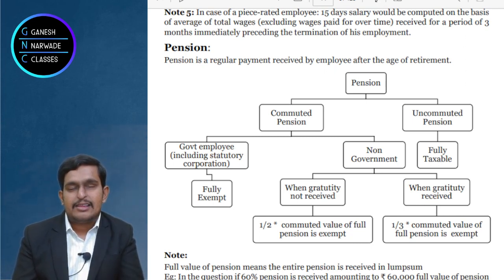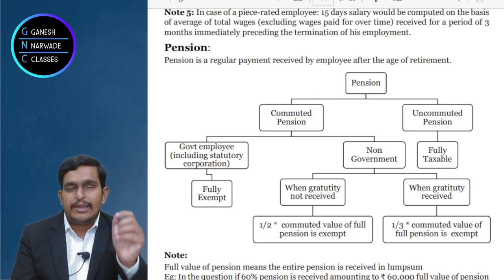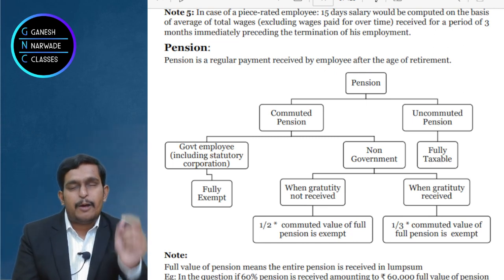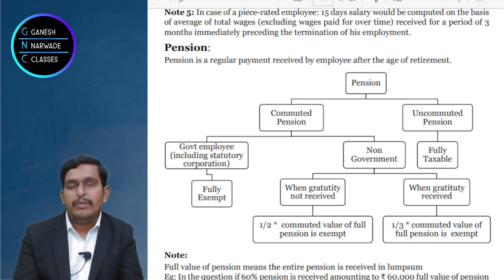That's it. Suppose you are receiving gratuity. If you are receiving gratuity, then only 1/3 of commuted pension. Oh sorry, wrong answer. 1/3 of full value of commuted pension is exempt. Why did I say wrong and then correct it? Because we may make mistakes. I'll tell you how students generally make mistakes, then I'll teach you the correct one.